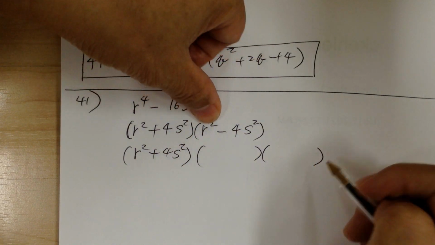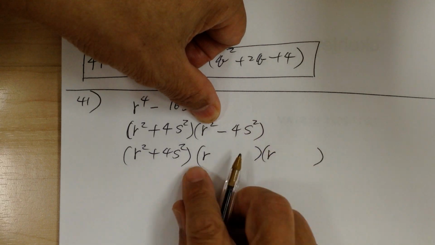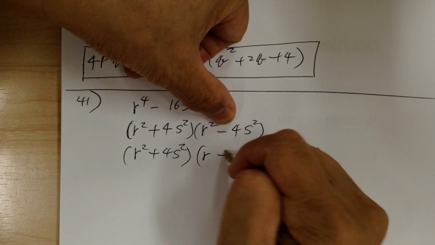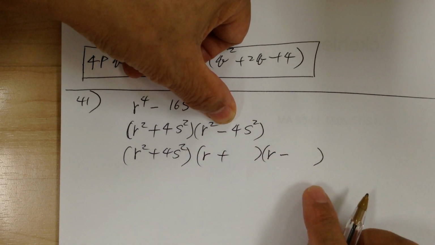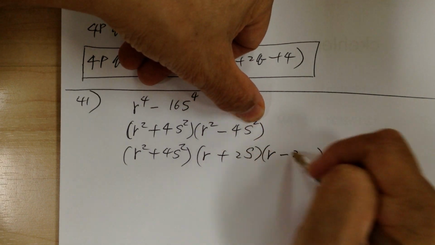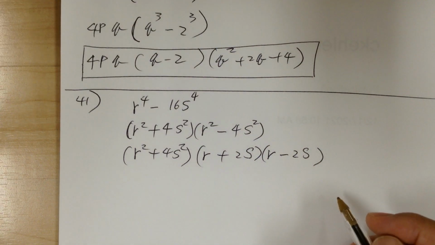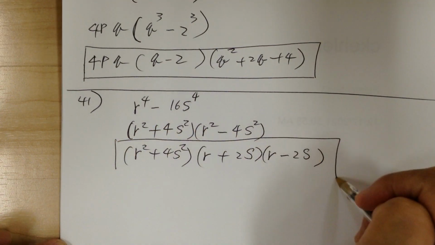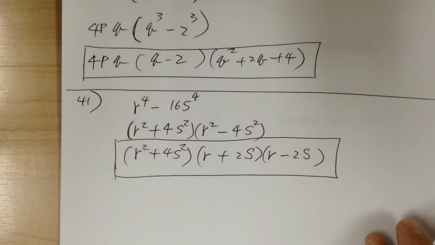Okay, so to break these things down, you need to have r times r to give you r squared. You need to have a plus minus to give you minus. You need 2 times 2 to give you 4. And you need s times s to get you s squared. Okay, and that's it. Okay, let's go to the next one.